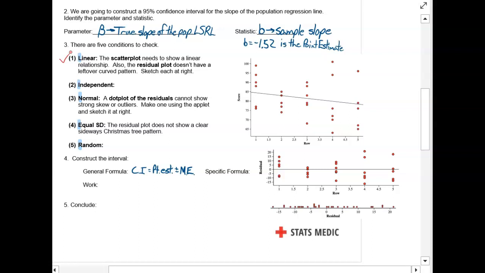So then we need to consider independent. And in this context here, we're dealing with an experiment. So we're not going to do the 10% condition or something like that. But when we're doing an experiment, because of the random assignment, we consider that each observation that we make is independent of the next observation. So by randomly assigning them, random assignment makes each observation, which in this case would be each student, independent of the next.